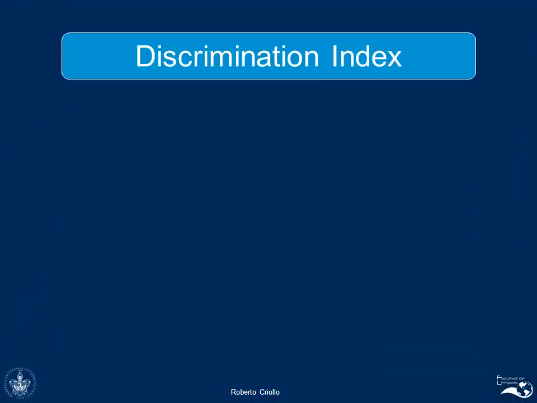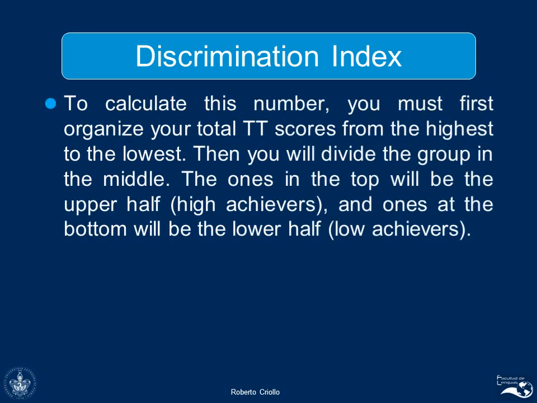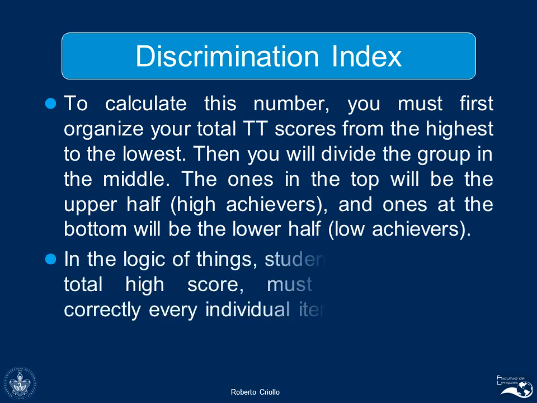The second index that we're going to calculate is the discrimination index, and in this case what we have to do first of all is to organize the total test taker scores from the highest to the lowest. Then of course we're going to have two groups. We're going to divide it in two, and the ones that are on the top, we're going to call them the upper half, or the high achievers. I mean the good students, the more competent ones, and the ones that are at the bottom will be called the lower half, or the low achievers.